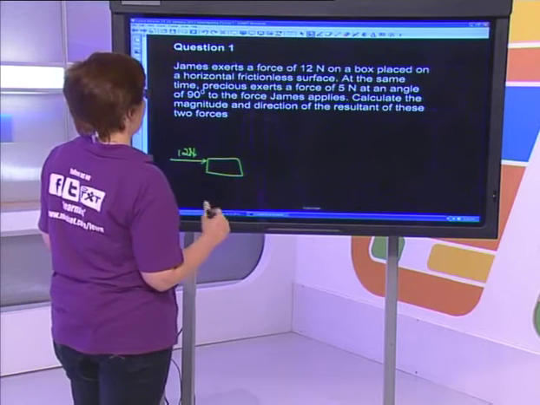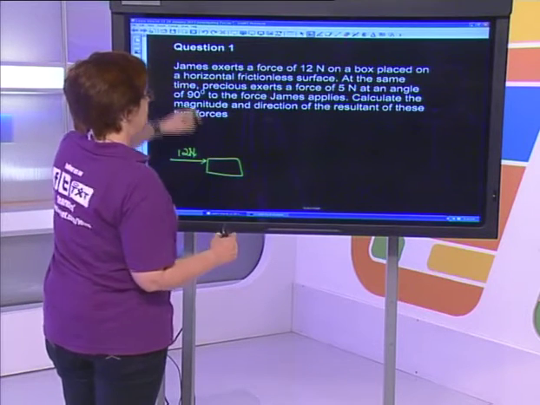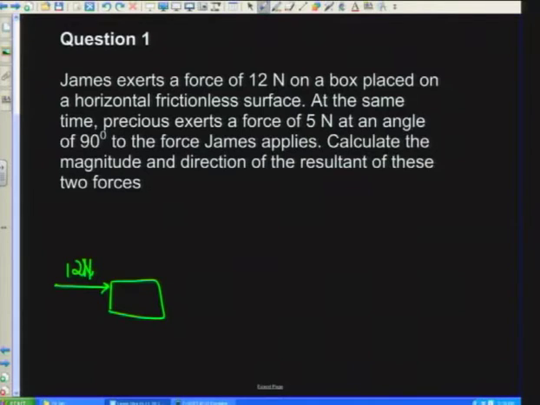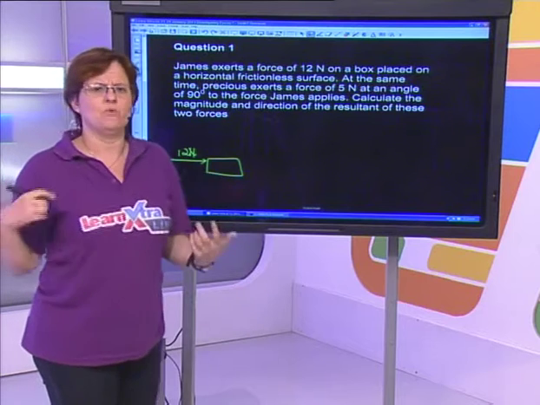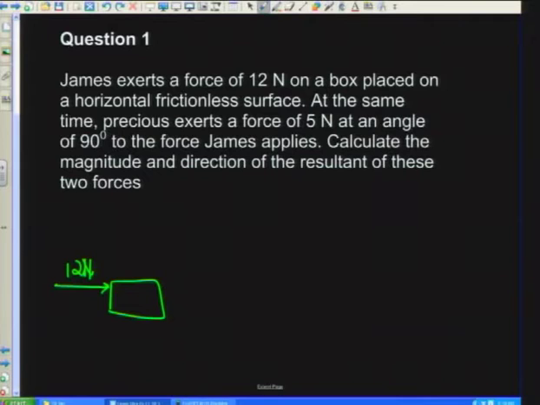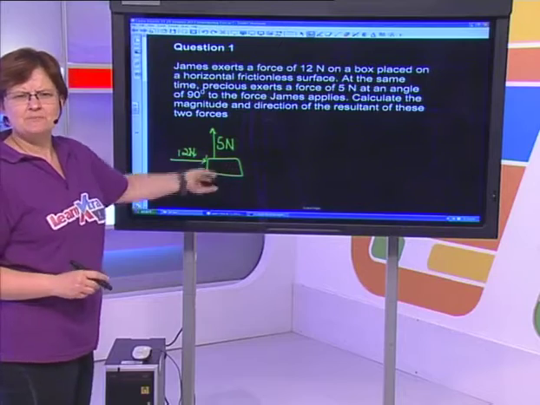And at the same time, Precious exerts a force of 5 newtons at an angle of 90 degrees to the box. Now it doesn't tell you whether the force is up or down. So let's say she pushes upwards, just to make it a bit easier. So now she's pushing on the box at 90 degrees with 5 newtons. So that's a force diagram, basically.